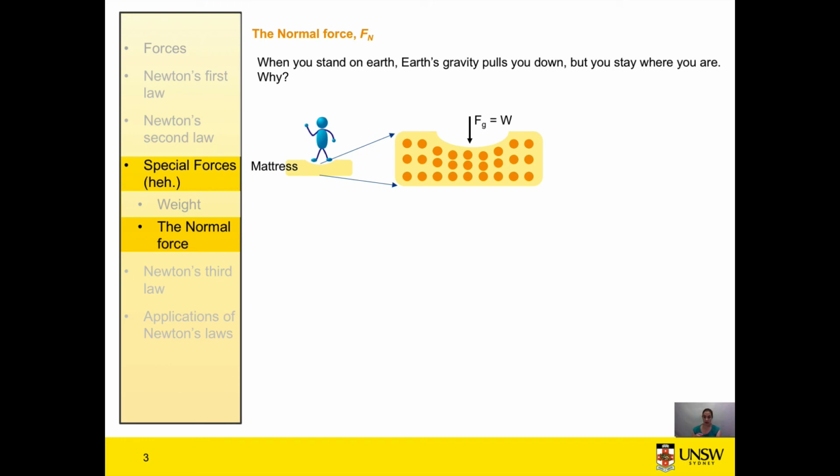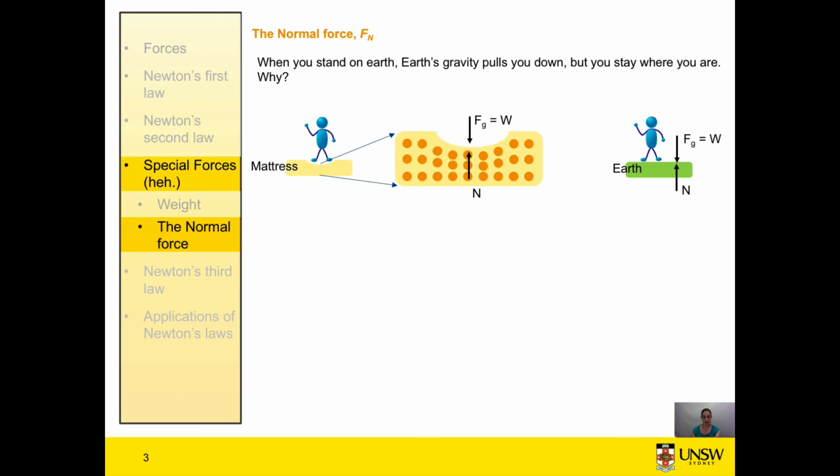Like a spring, when you push down on the mattress, it will push back on you. And the force that it pushes back with, we say, is the normal force. This is the force normal to the surface that you're standing on. And exactly the same thing happens when you stand on Earth. You push down with your weight force, and the Earth pushes back with a normal force. The only difference is the Earth doesn't deform visibly when you stand on it, which is probably a good thing.